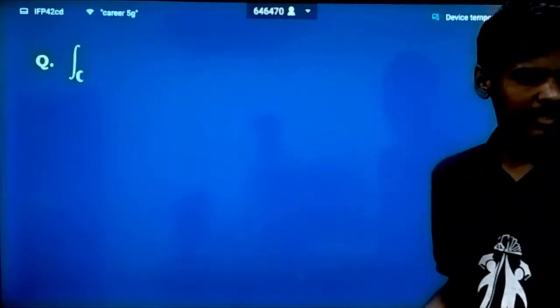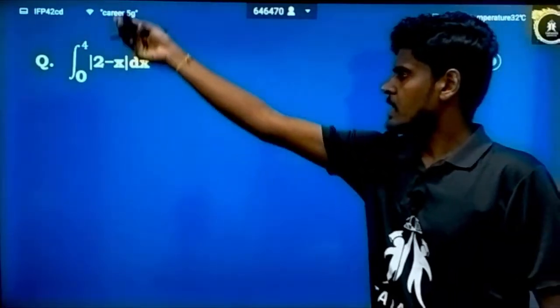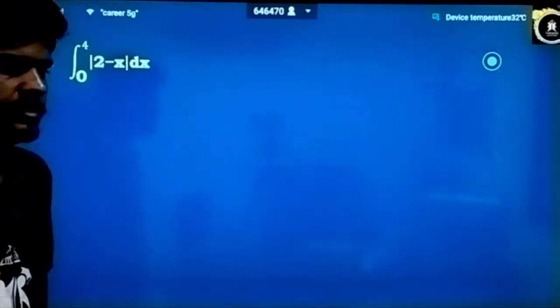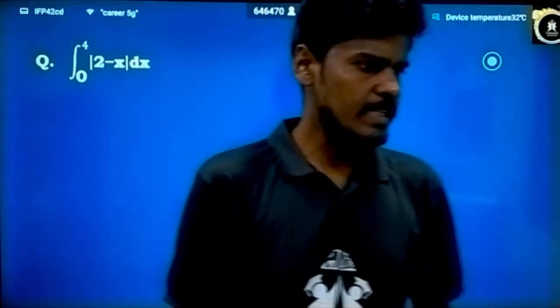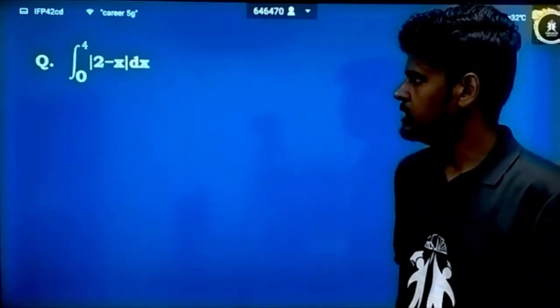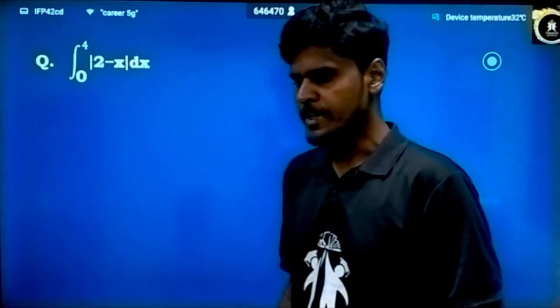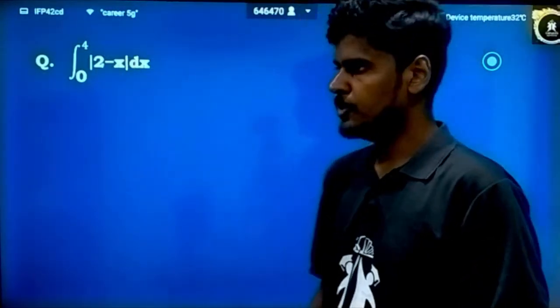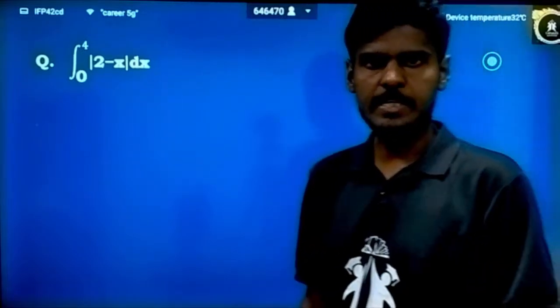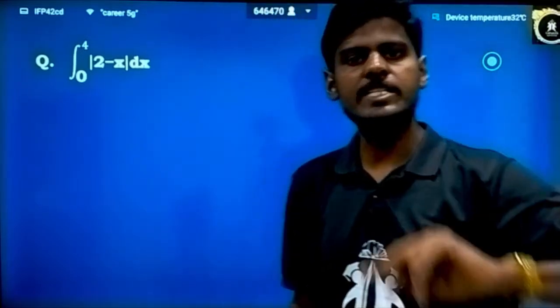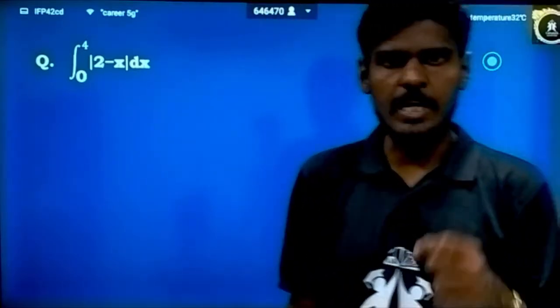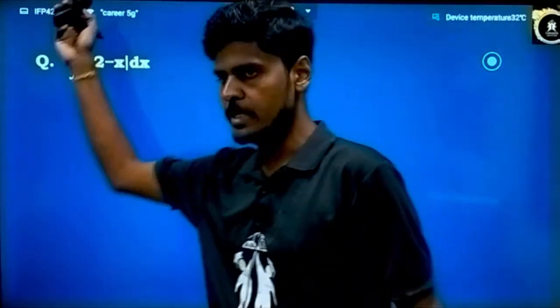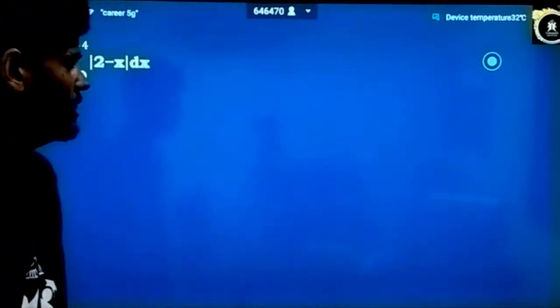That is it. Next is the integral between 0 to 4 of modulus 2 minus x dx. Okay, another easy question. The first step is, whenever we have functions of this type, we have to first identify if the function is continuous or if the function changes its nature or definition at a certain point within the interval. What do I mean by this?